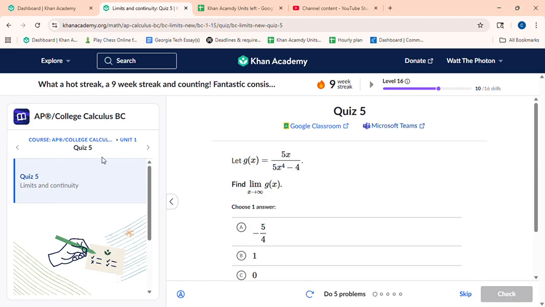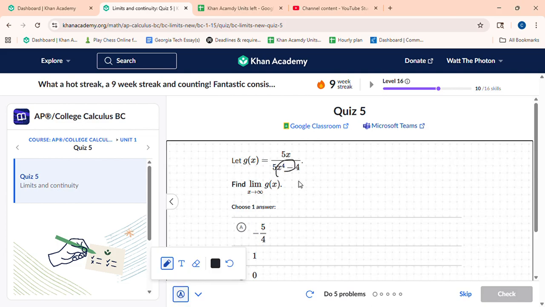Cleanup time. G of x is equal to this. What's the limit as x approaches infinity of g of x? Okay. So we have, because the numerator at the bottom, 5x, is larger than the numerator at the top, as x approaches infinity, the bottom will get infinitely large, while the top will get less big. So it will turn to like 1 over infinity, which is equal to 0.